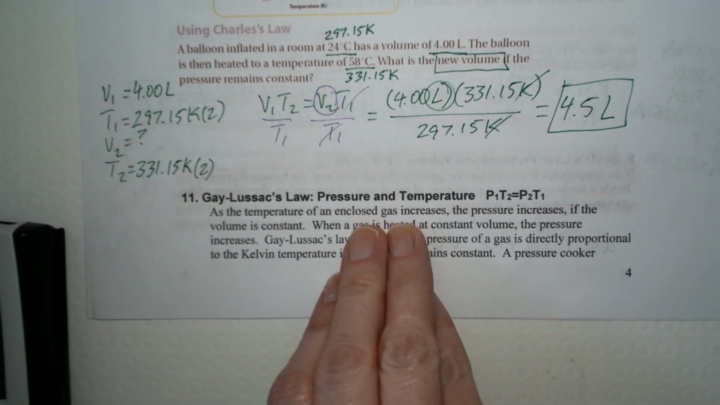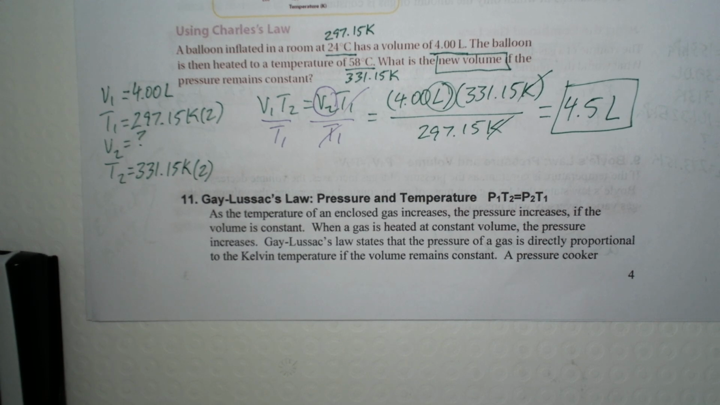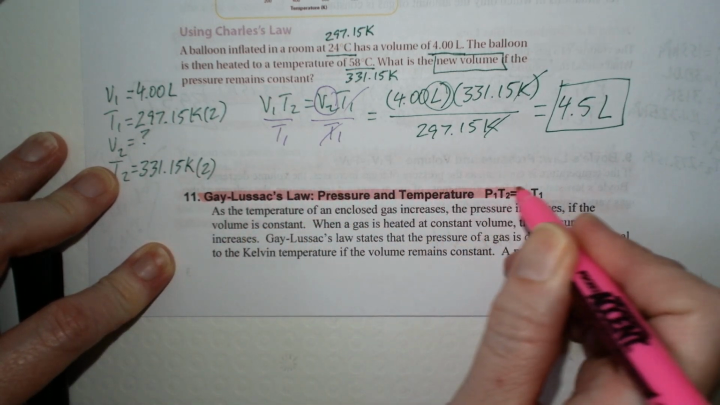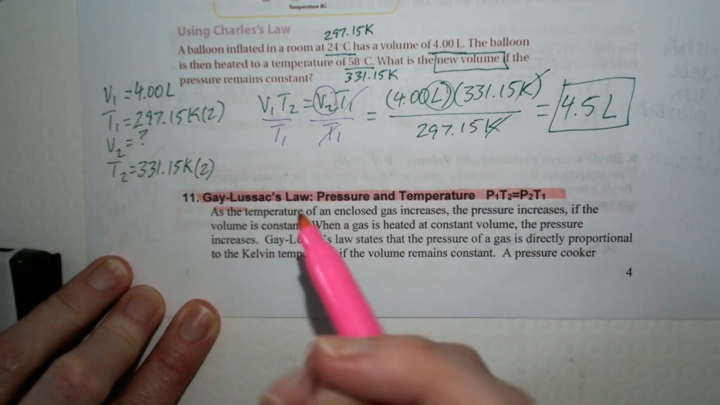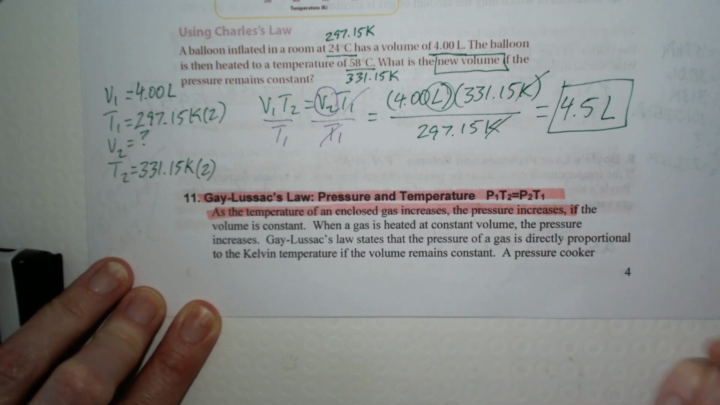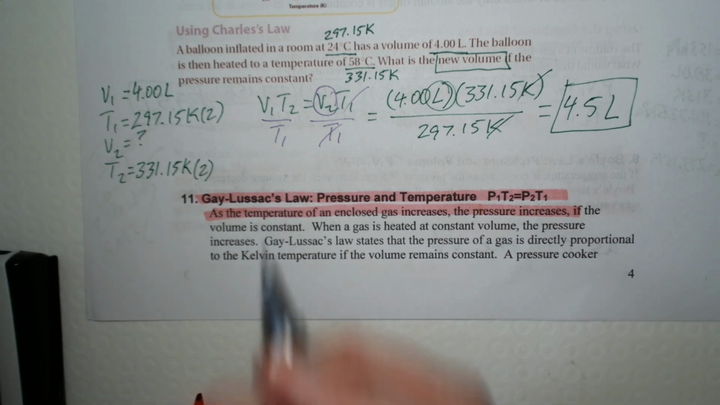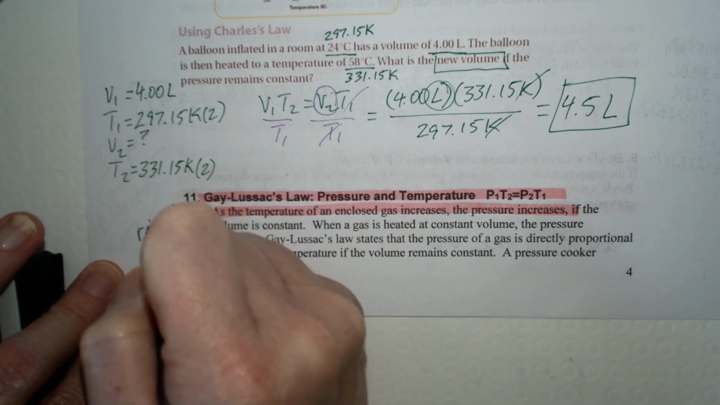Okay, all right, so that's Charles' law. And Gay-Lussac's law. Okay, so Gay-Lussac's law is pressure and temperature vary directly while keeping the volume constant. So this would be in what you call a rigid container because the volume can't change. So we only vary pressure and temperature. So it says as the temperature of an enclosed gas increases, the pressure increases. And so we're keeping the volume constant. Okay, so how is the volume constant? It's in a rigid container.